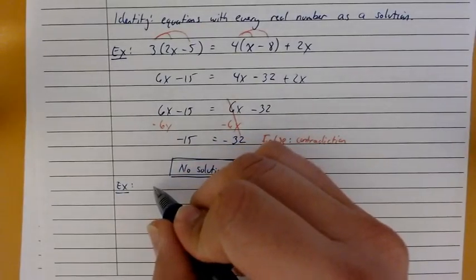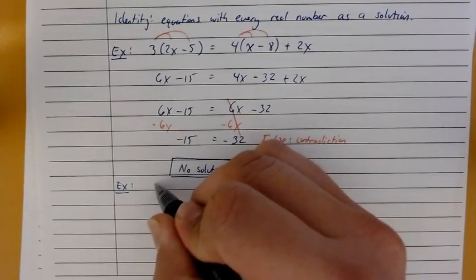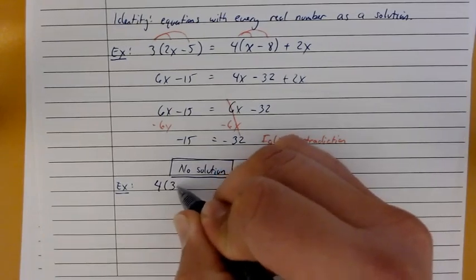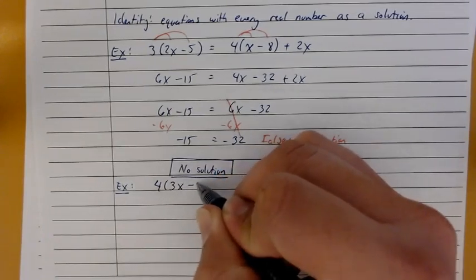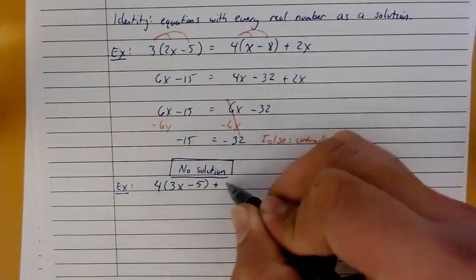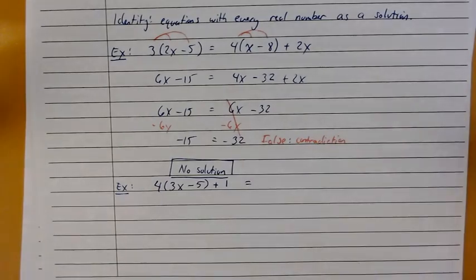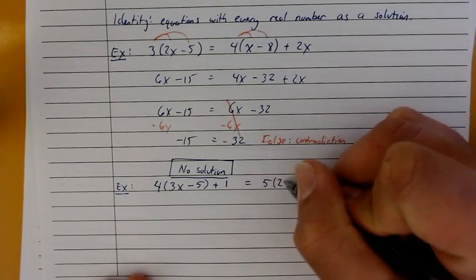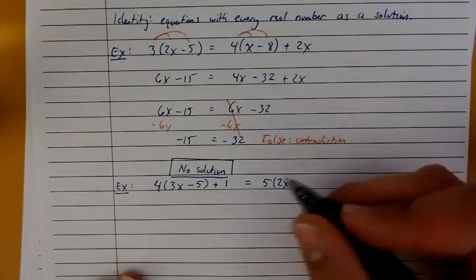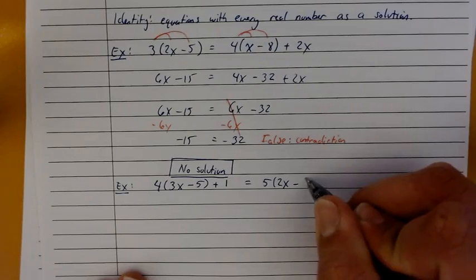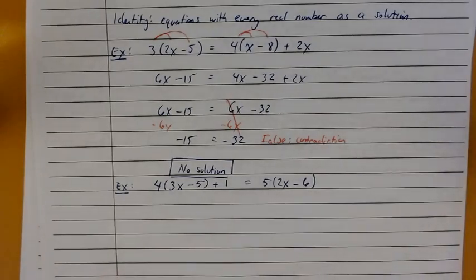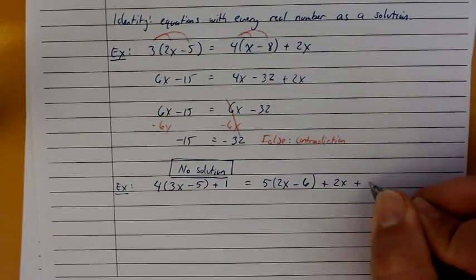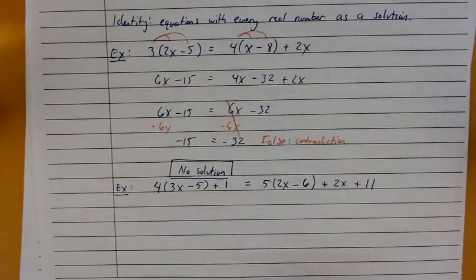Let's say we have 4 times (3x minus 5) plus 1 equals 5 times (2x times negative 6), like that, plus 2x plus 11. All right, so same thing.